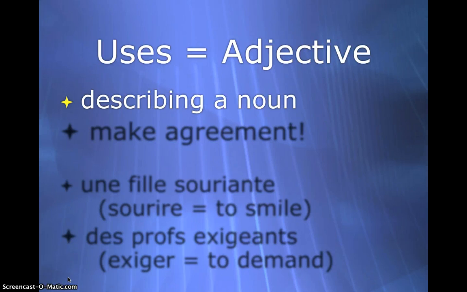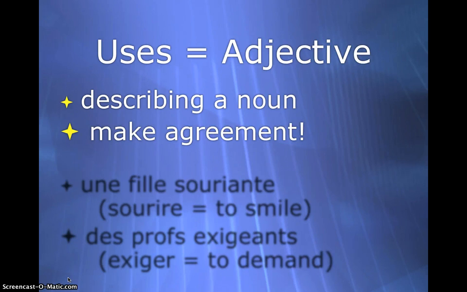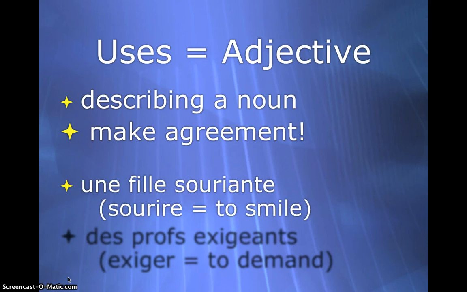It becomes an adjective that will describe a noun. And remember, all our adjectives make agreement. So let's look at some examples from our vocab. Une fille souriante. Sourire is the verb to smile, so that's where that adjective comes from. La fille, c'est féminin, so we had to add that E here on the end.